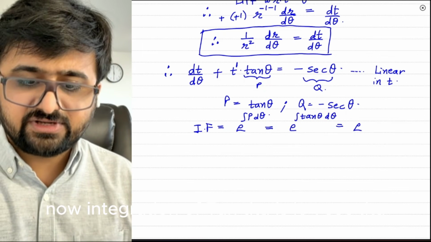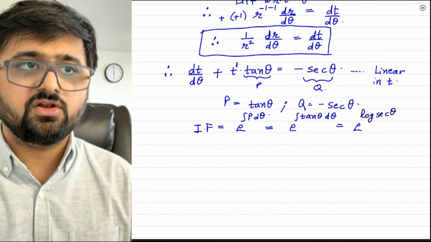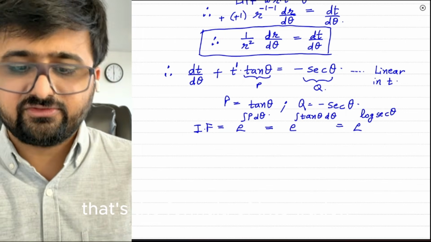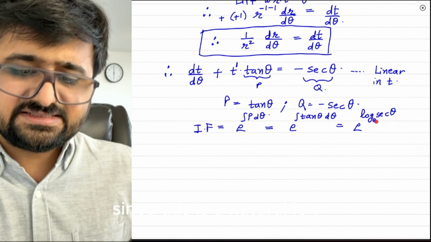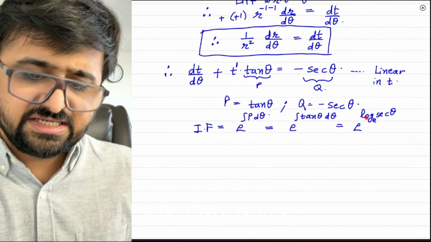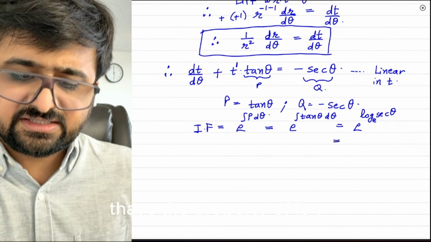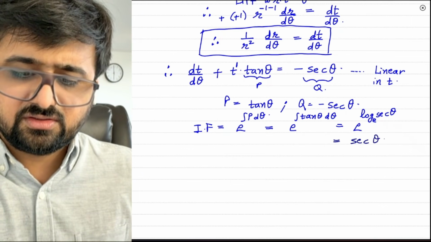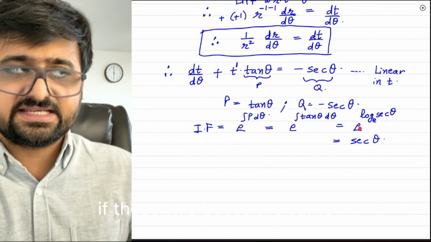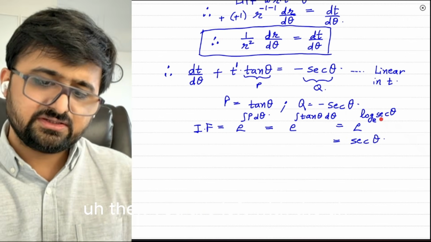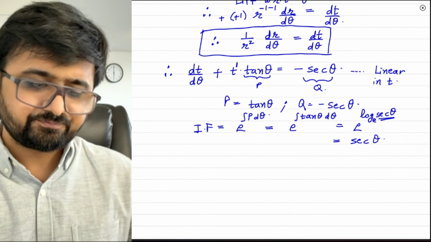Now the integration of tan theta is log sec theta. That's the formula of integration. Remember that this is a natural log. Since this is a natural log, this whole term e to the power log will get cancelled and you will be left with sec theta. That's the property of log: if the base and the base of the log are the same, then you are left with the main function of the log, which is sec theta here.